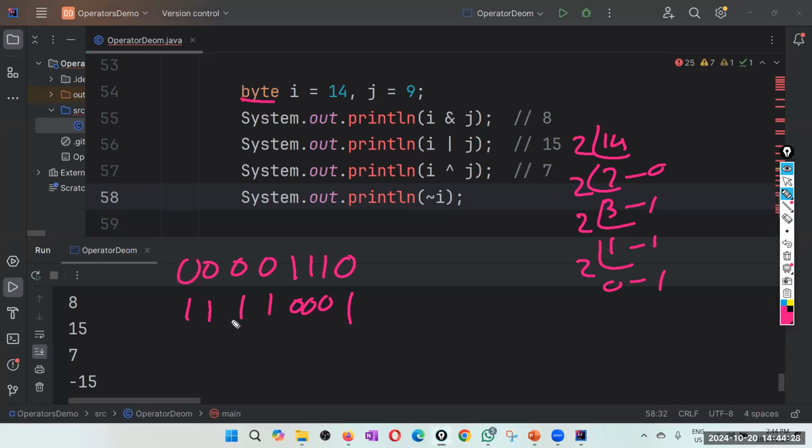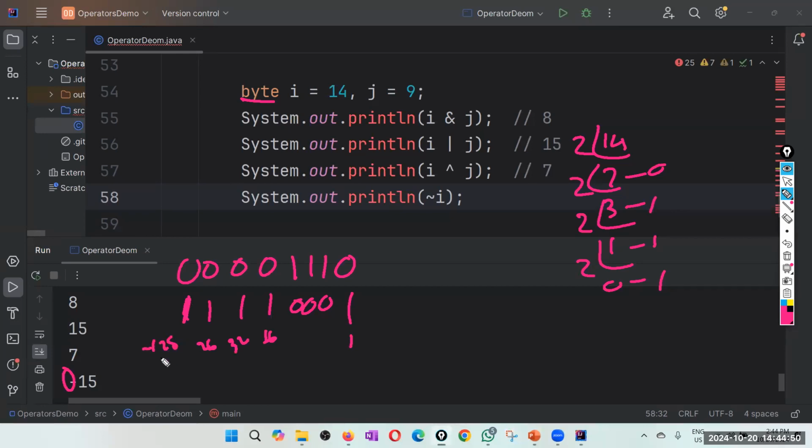And what is this number? Remember, computers use two's complement notation. So in two's complement, when this bit is 1, definitely this is a negative number. Let's see: this is 1, 2, 4, 8, 16, 32, 64. This is minus 128. Remember?